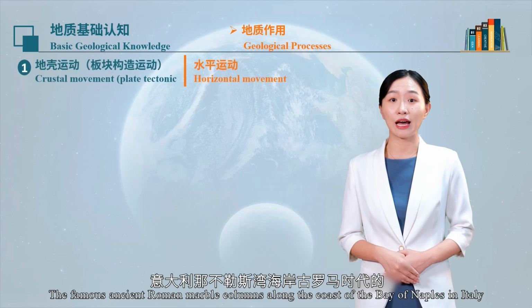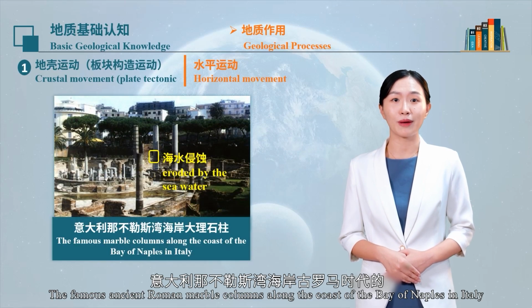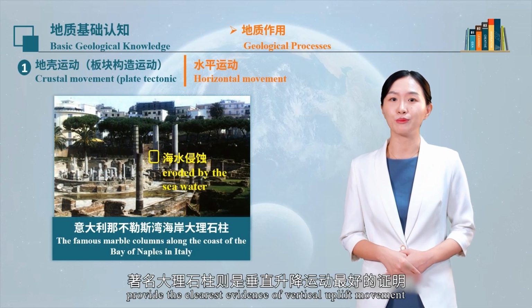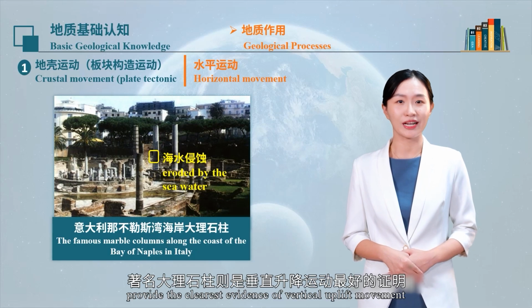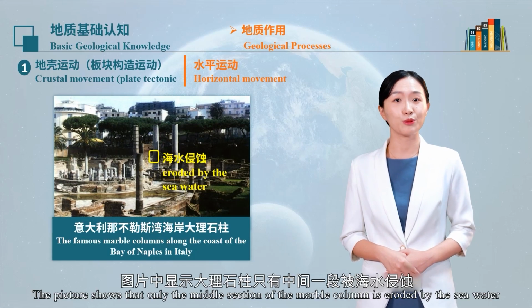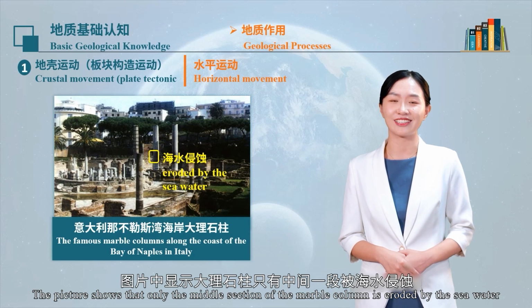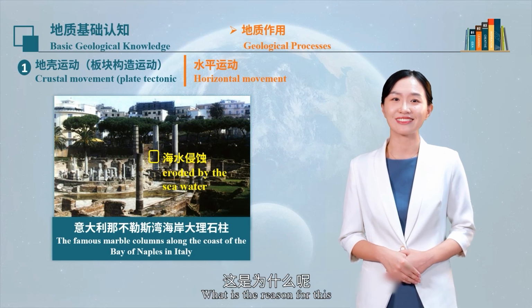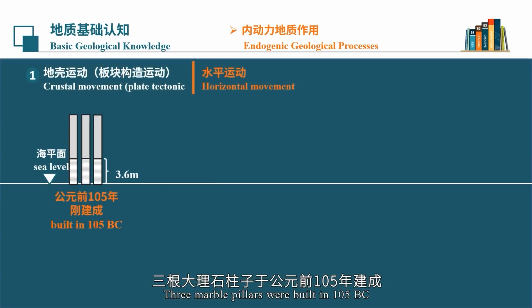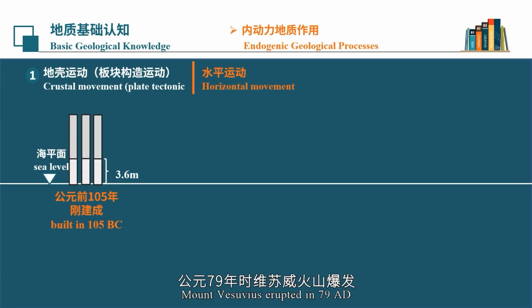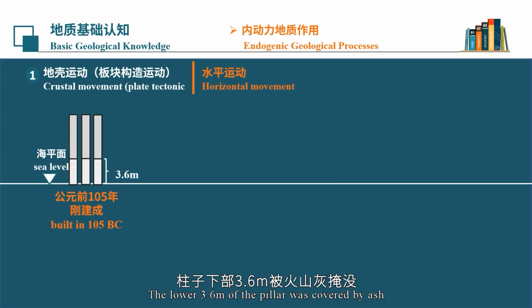The famous ancient Roman marble columns along the coast of the Bay of Naples in Italy provide the clearest evidence of vertical movement. The picture shows that only the middle section of the marble column is eroded by the seawater. What is the reason for this? The marble pillars were built in 105 BC. Mount Vesuvius erupted in 79 AD. The marble columns survived, but the lower 3.6 meters of the pillars were covered by ash.